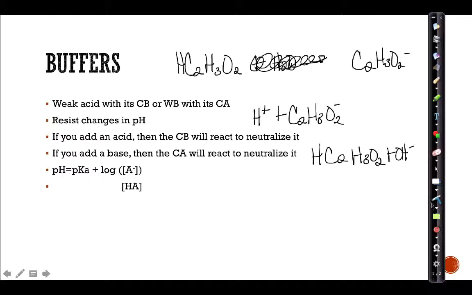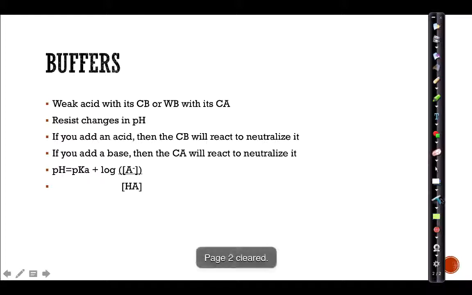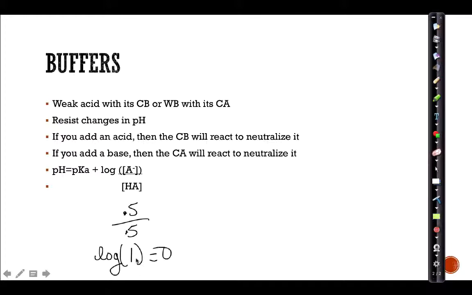All right, so anytime you see that you have a buffer, if it's asking for the pH, use your Henderson-Hasselbalch equation. This makes it very, very simple to solve for pH. You're going to take the pKa and add that to the log of the concentration of your base divided by the concentration of your acid. Now, if you have the same concentrations here, so let's say it's 0.5 and 0.5, well, that ratio should be 1. Anytime I take the log of 1, I get 0. So the pH will be equal to the pKa, provided that these concentrations are the same.